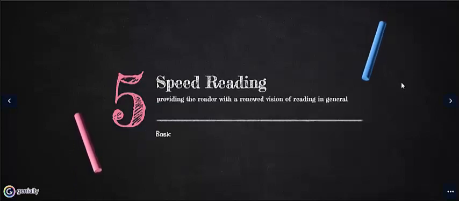The last technique is providing the reader with a renewed version of the reading in general.